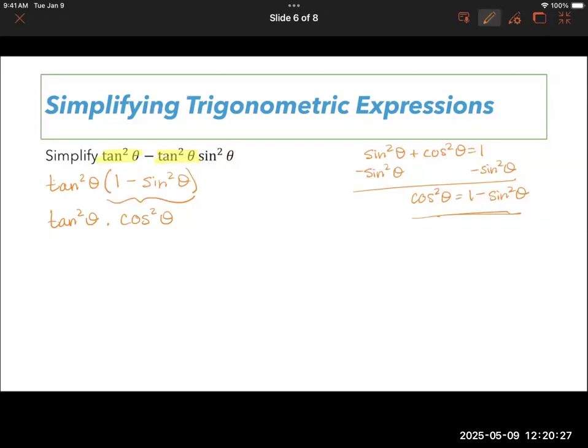Now I'm looking at tangent squared of theta times cosine squared of theta. Well, now I can consider the identity that the tangent squared of theta can be rewritten as sine squared theta over cosine squared theta. So we're using the quotient identity, but because tangent is being squared, sine and cosine will have to be squared. And that is still being multiplied by the cosine squared of theta, which if it helps, you can make that a fraction also by putting it over 1.